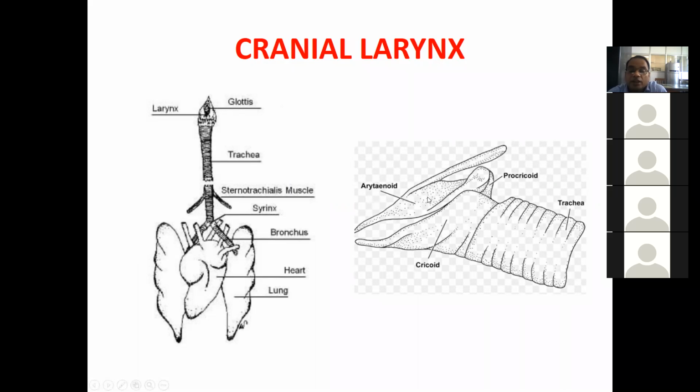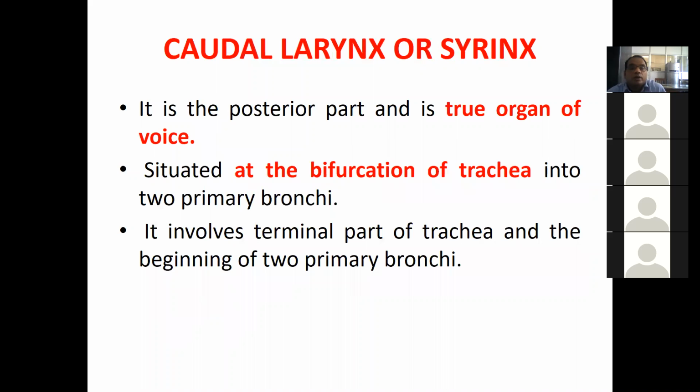larynx there is arytenoid cartilage. This is the arytenoid cartilage. This arytenoid cartilage is the paired cartilage, whereas the procricoid and the cricoid cartilage, these two are the unpaired cartilage. You have to remember which cartilage is paired, which cartilage is unpaired, what is the shape of the different types of the cartilages. Okay. Now, caudal larynx, or you can say the syrinx.